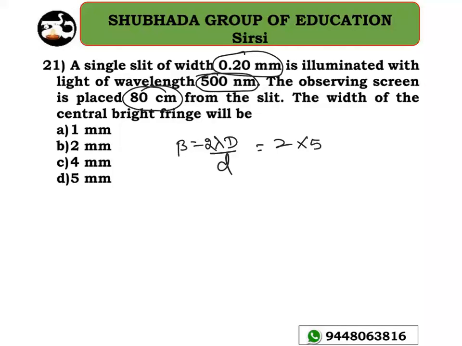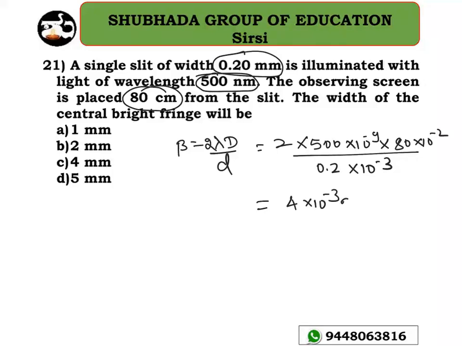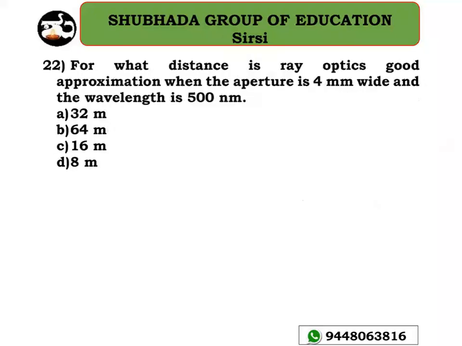It is 2 into 500 nano, 10 to the power of minus 9, into the capital D, which is 80 centimeter, 80 into 10 to the power of minus 2, divided by small d, which is 0.20 millimeter, 0.20 into 10 to the power of minus 3. Okay, so simplify this expression and get the answer as 4 into 10 to the power of minus 3 meter, or else it is 4 millimeter.